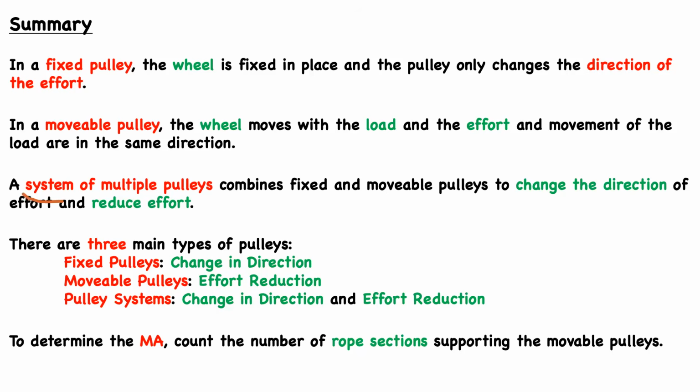Then we have a combination of the two. So we have a system of multiple pulleys. So this combines the best of both worlds of both fixed and movable pulleys. So this will change the direction as well as reduce the effort. So again, here we have a little bit of a summary of this. We have fixed pulleys, change direction. We have movable pulleys, reduce effort. And then pulley systems do both. They change direction and reduce the effort. And if you want to determine the mechanical advantage of a pulley system, you need only to count the number of rope sections that support the movable pulleys.